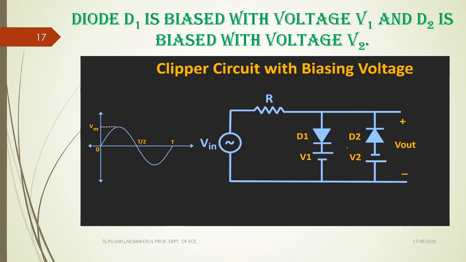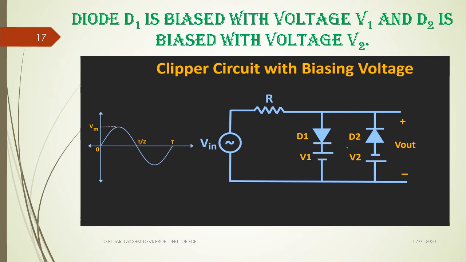If the D1 is in reverse bias, it acts as an open switch. That is, up to crossing this particular Vm, whenever it is greater than V1, then this diode becomes forward biased. Before that, the diode is open circuited. If it is reverse biased, it acts as an open switch.